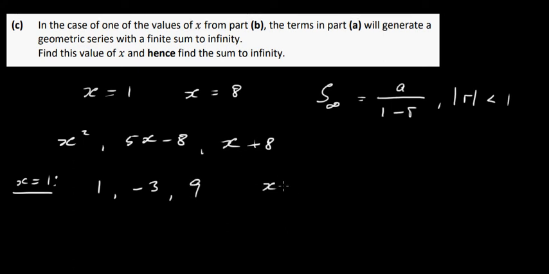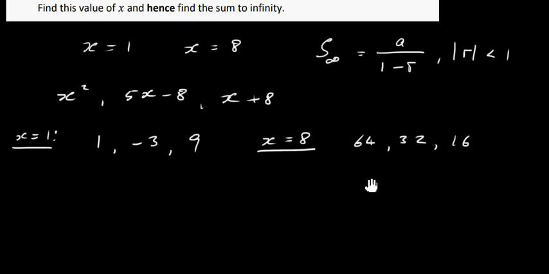If x is equal to 8, on the other hand, we would end up with 8 squared, which is 64. We would have 5 eighths, 40, 40 minus 8, 32. And finally, we would have 8 plus 8, which is 16. So these are our 2 options for our geometric series. Let's just have a look at these.